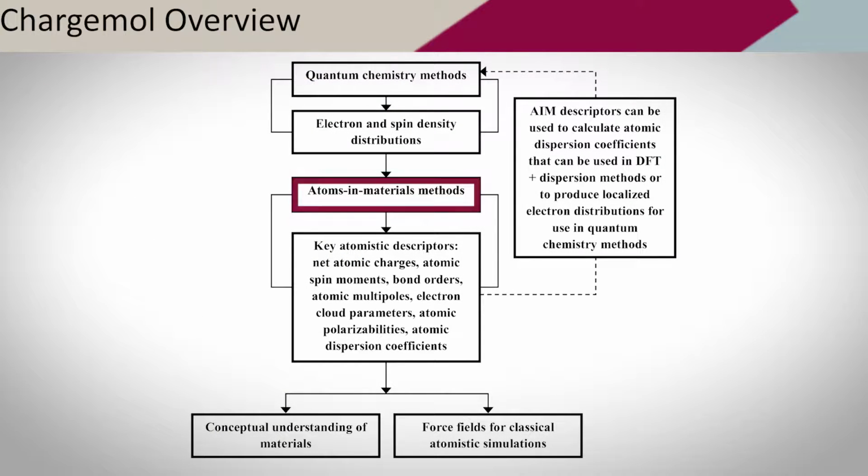Atoms in materials, AIM, methods use the information generated by quantum chemistry methods to compute properties such as net atomic charges, atomic spin moments, bond orders, and others. These atomistic descriptors serve us to gain a conceptual understanding of materials, and they can also be used to construct force fields to use in classical atomistic simulations. AIM methods link quantum chemistry and atomistic simulations, since they facilitate parametrization of force fields using automated methods from quantum chemistry.